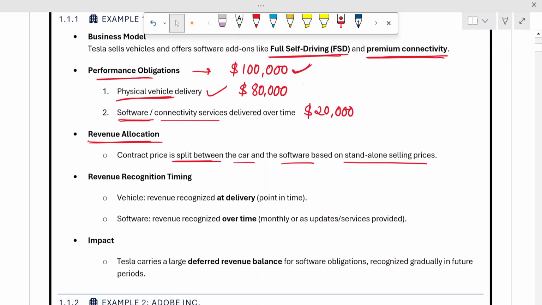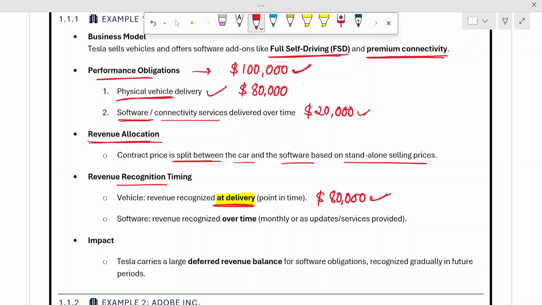Now based on that, Tesla will simply go and recognize this $80,000 as revenue immediately when the delivery is done, because at the time of delivery all the risks and rewards are transferred to the buyer.